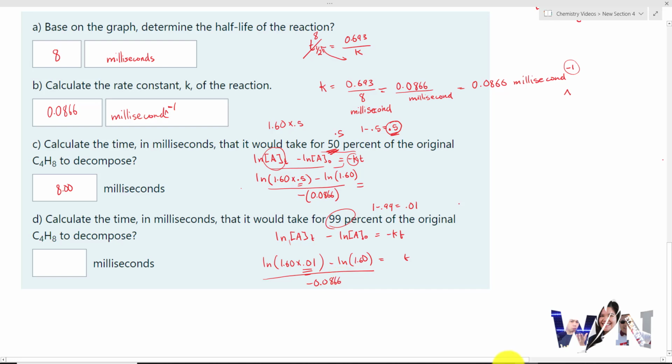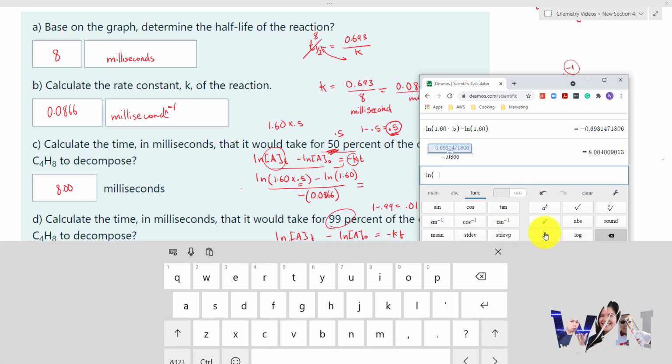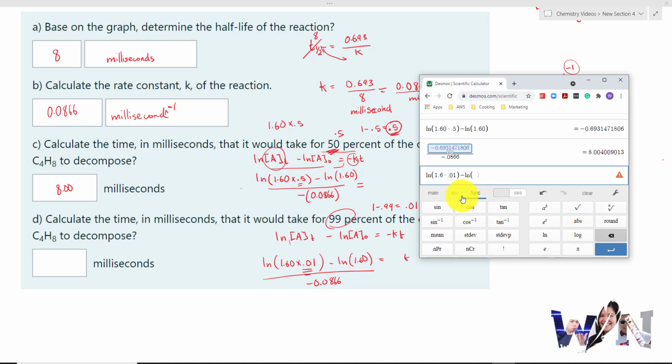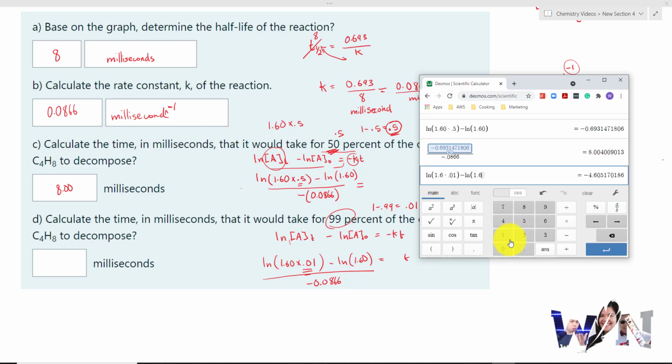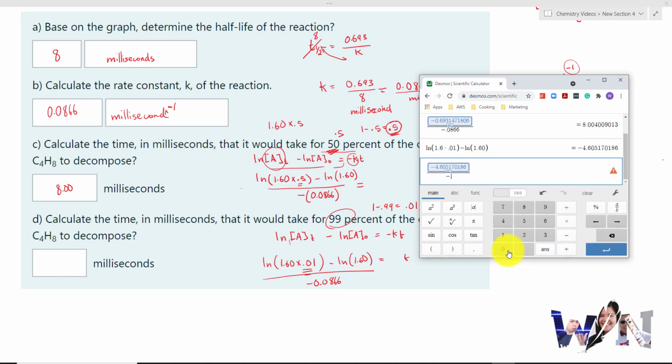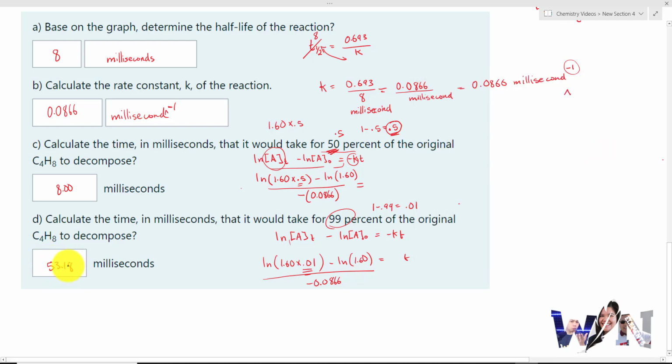0.0866. So let's bring back our decimal calculator. So we have natural log of 1.6 times 0.01, parenthesis, minus natural log of 1.6. There you go. Enter. And we take that answer and we divide it by negative 0.0866. There you go. And now what do we get? We got 53.187. Yeah, there you go. So we have 53.18 milliseconds.